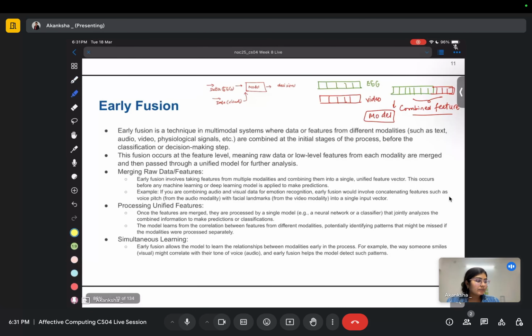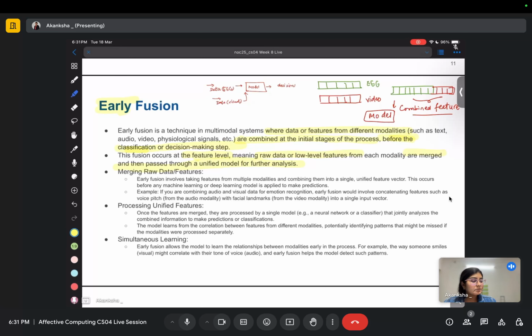So okay, early fusion is a technique where data or features from different modalities are combined at the initial stages of the process. That's why we call it early fusion. Now, before the classification or decision making step, this fusion occurs at the feature level. It is also called feature fusion. Raw data or lower level features from each modality are merged and then passed through a unified model or pipeline for further analysis.